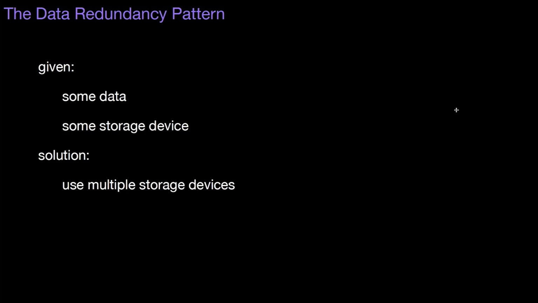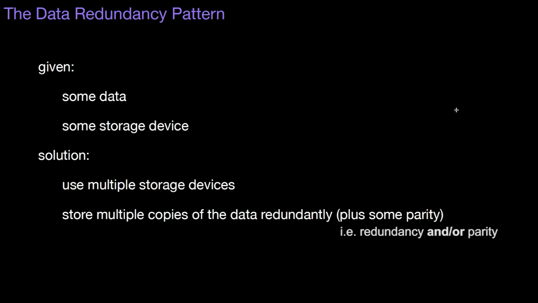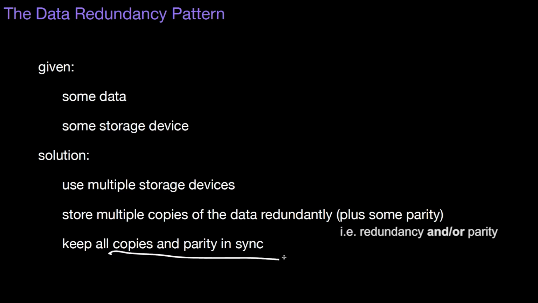The data redundancy pattern. This is also something that exists in a dozen different ways in computer science and especially in data management. So what is this pattern about? Given some data and some storage device, the solution is to use multiple storage devices, store multiple copies of the data redundantly plus some parity information, and keep all copies and parity in sync somehow. So we will see later on, this actually may be a problem. This may lead to additional effort.